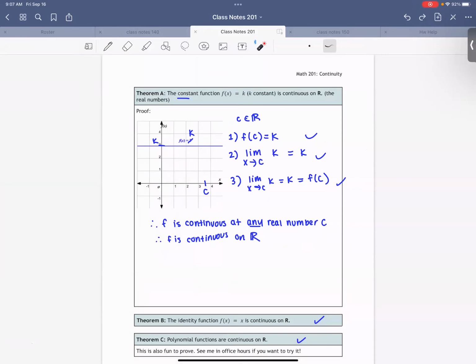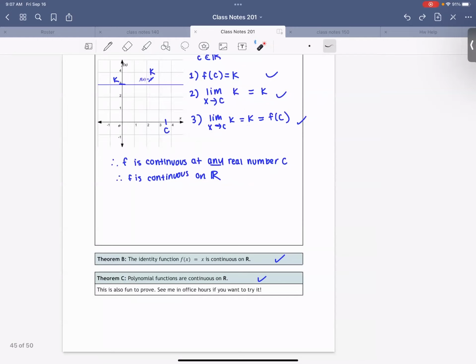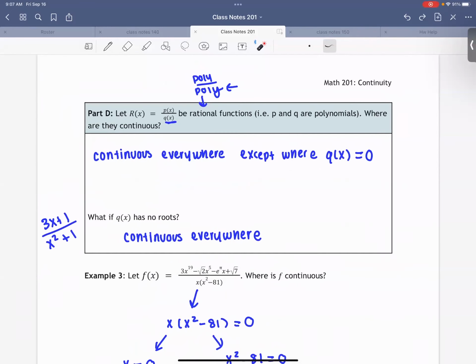So we talked about constant functions. Constant functions are continuous everywhere. The identity function, f of x equals x, is continuous everywhere. And polynomial functions in general are continuous everywhere. Okay, so whenever we see a polynomial, it's continuous. We also talked about rational functions. Rational functions are also continuous everywhere, except where the denominator equals 0. Okay, so where the denominator equals 0 is where we get a discontinuity.